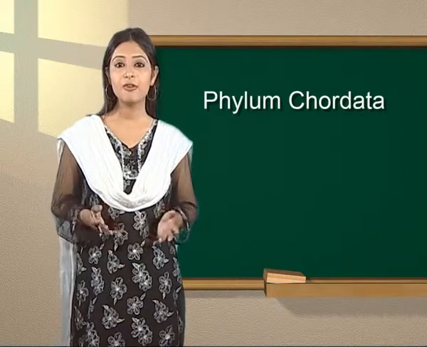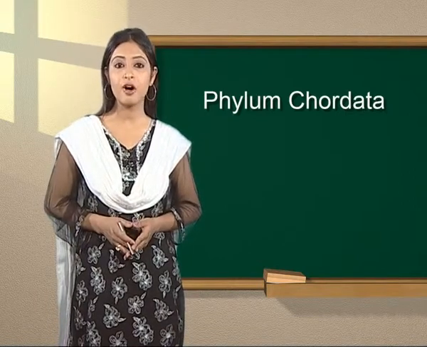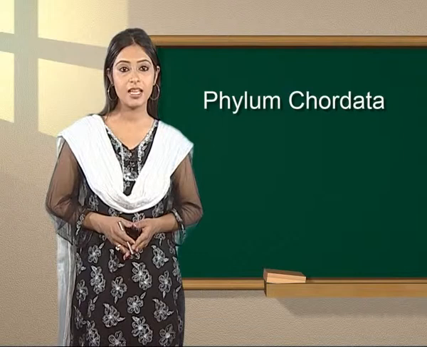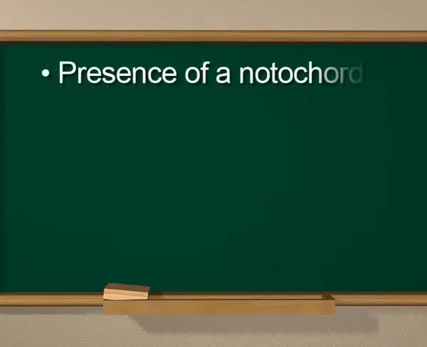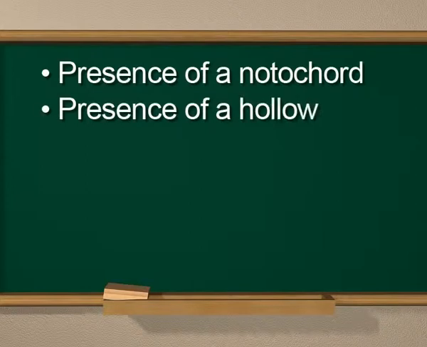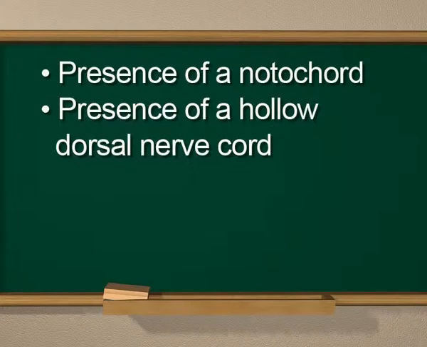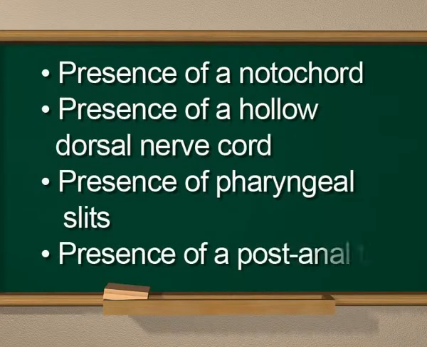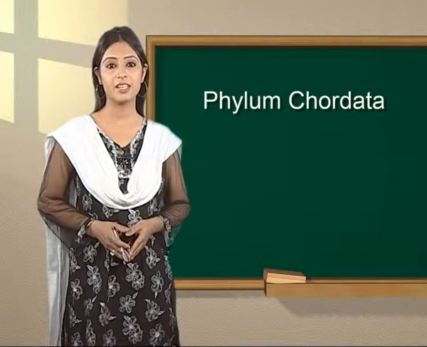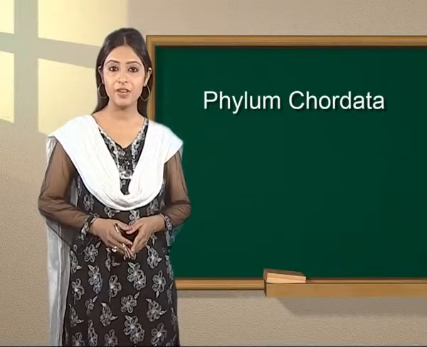Answer: there are four main characteristics of phylum Chordata. These four main characters are: presence of a notochord, presence of a hollow dorsal nerve cord, presence of pharyngeal slits, and presence of a post-anal tail. The next question is, what are pharyngeal slits?